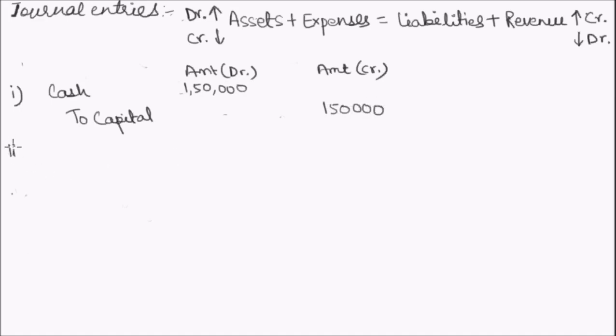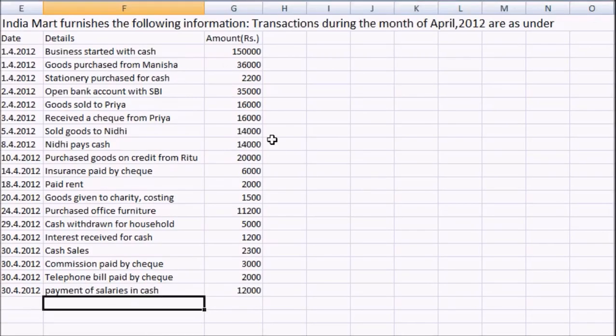Now let us come to the second transaction. Goods purchased from Manisha. Let us first find out the accounts involved in this transaction. There are two accounts involved in this transaction. First one is purchase account, and second one is the Manisha account. Now purchase account can be analyzed in two manners. Purchase is considered to be expense in accounting. This is one way of looking at purchase.